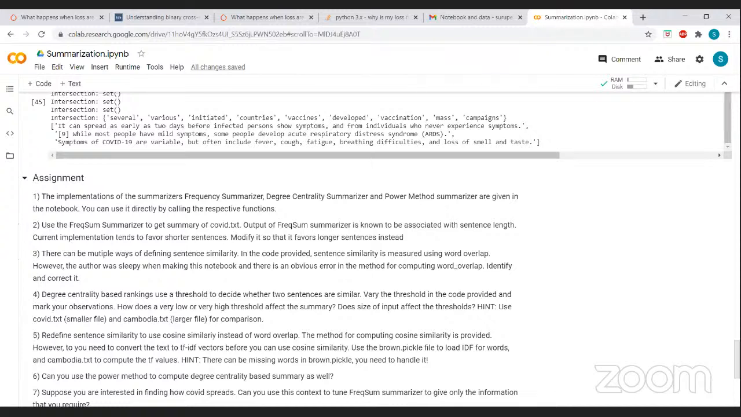Okay, anyone who has now understood how the power method works and wants to try explaining it? Now it should be clear, like the code is in front of you and it's very simple code. So what exactly are we doing there?